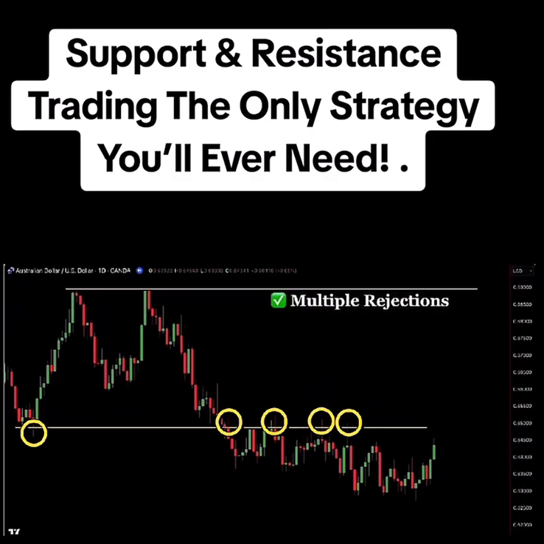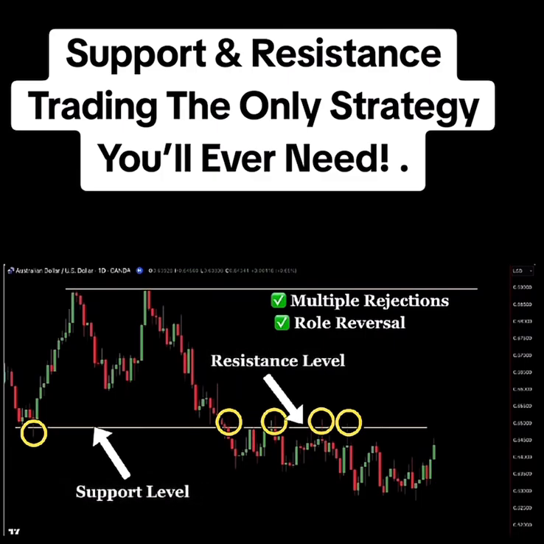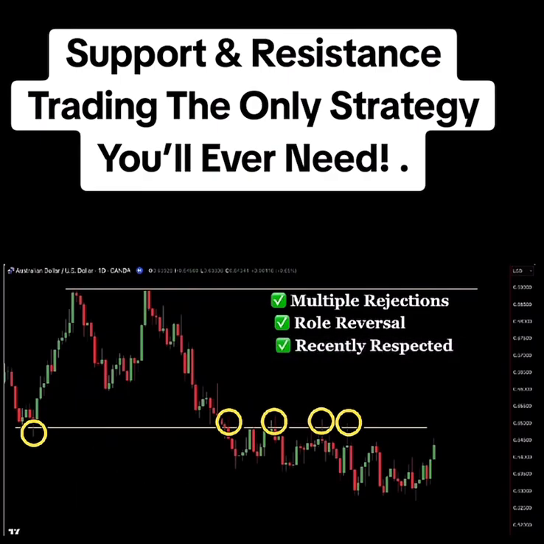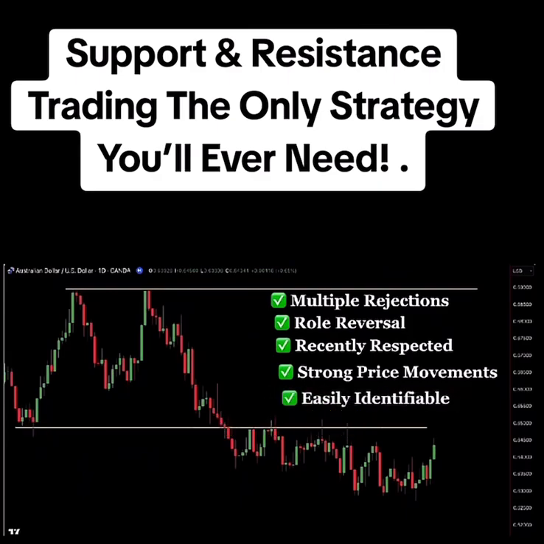Multiple rejections. Price tested this area 5 different times, confirming it as a strong support resistance zone. Role reversal. This level has acted as both support and resistance over time. Initially, price bounced off it as support, but later, once broken, it turned into resistance. Recently respected. Since price has reacted to this level in the current market conditions, it remains relevant for trading decisions. Strong price movements. Every time price touched this level, it moved away drastically, proving its importance. Easily identifiable. A strong level should be obvious at first glance, and this one clearly meets that requirement.